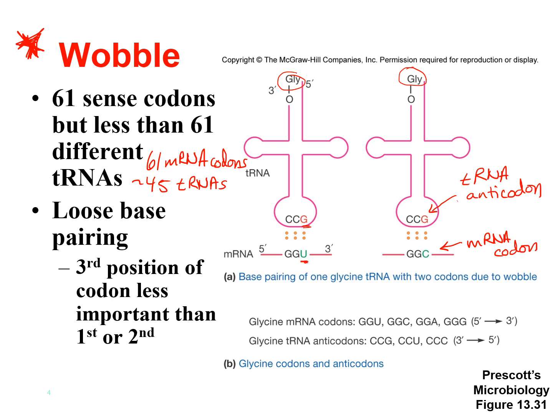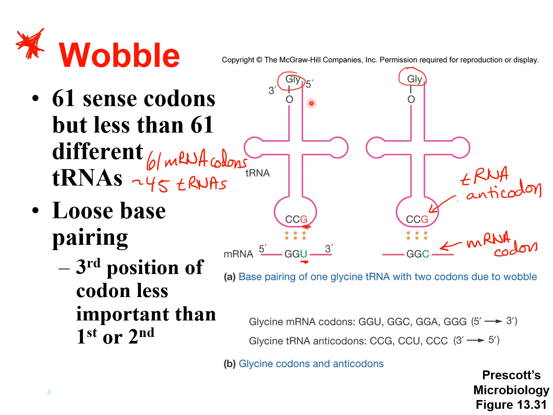So what wobble is just saying is that with the transfer RNA and the messenger RNA, when they bind together, that third base pair, they don't have to follow the rules. So they only have to follow the rules for the first 2. So that is what wobble is just saying, that they don't have to follow the rules on that third base pair. And that's why you can have some of these transfer RNAs binding to more than one messenger RNA codon.